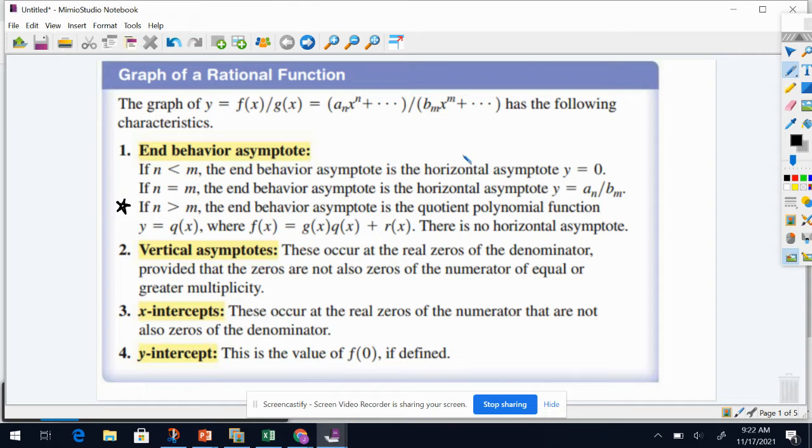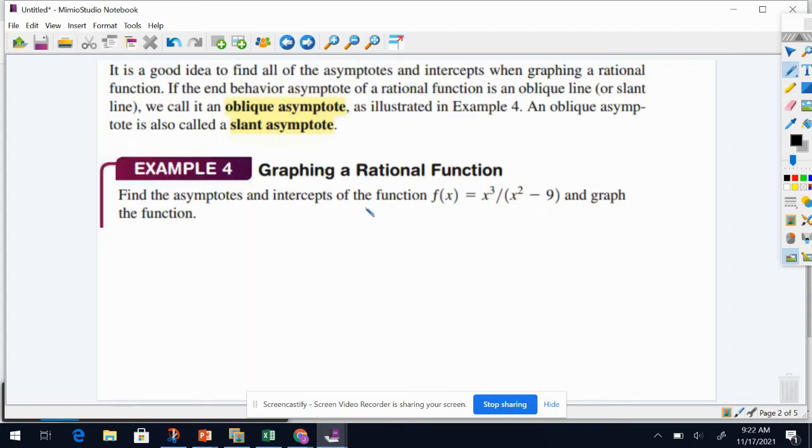They look different. So again, there's no horizontal asymptote if the degree of the numerator is greater than the degree of the denominator. But we'll go ahead and divide and look at that. So everything else is still the same. You're going to be asked the same problems. I want to look at a problem here. It says find the asymptotes and intercepts of the function. Okay, so we've got x cubed over x squared minus 9.